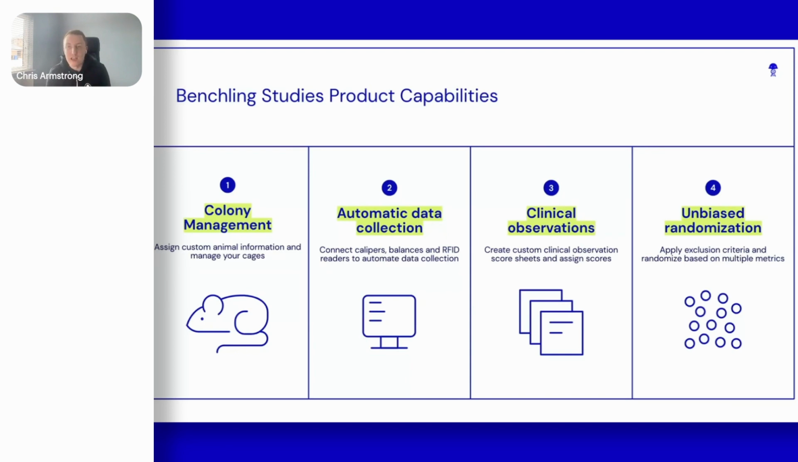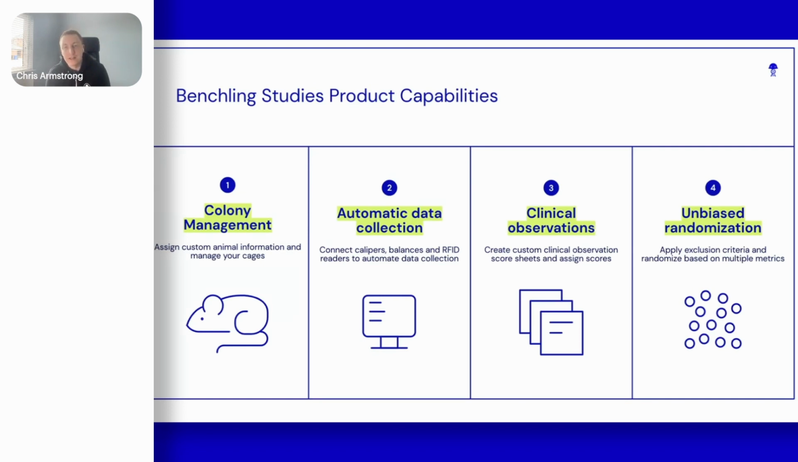Next is automatic data collection. Studies collects data in real time via direct integration with commonly used devices, such as RFID scanners for identifying animals, balances, and even calipers. We also have experience working with more complex equipment, such as micro-CT scanners, BLI imagers, or some of the more novel tumor scanning devices. This automated method is crucial to ensure experimental integrity by eliminating transcription and user errors.